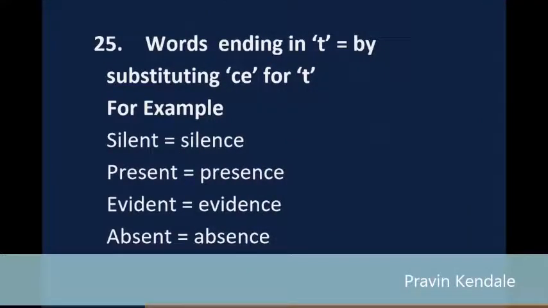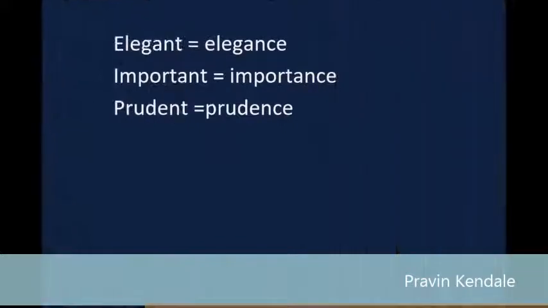25. Words ending in t, by substituting ce for t. For example, silent, silence. Present, presence. Evident, evidence. Absent, absence. Elegant, elegance. Important, importance. Prudent, prudence.